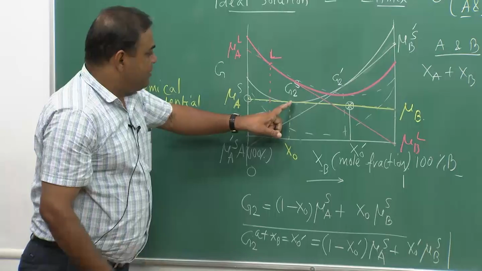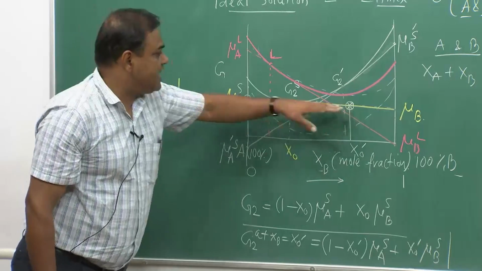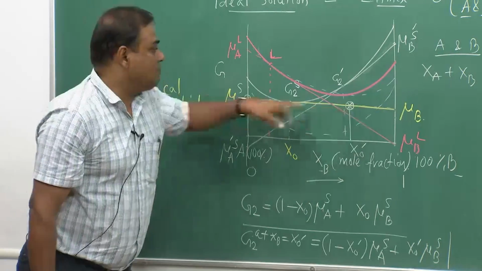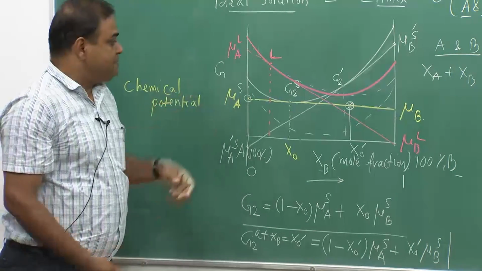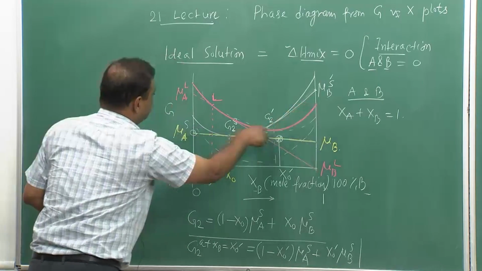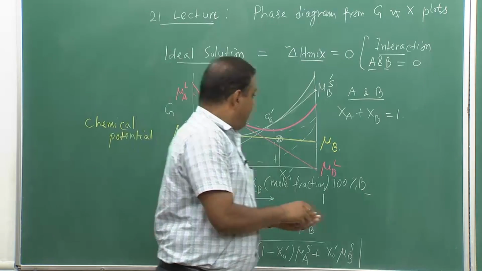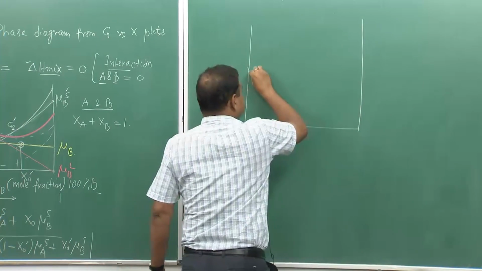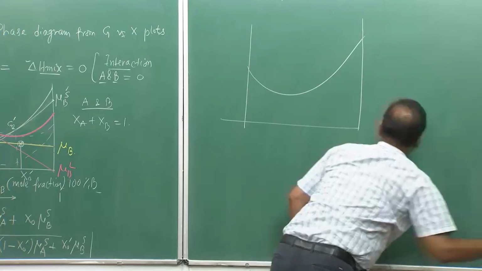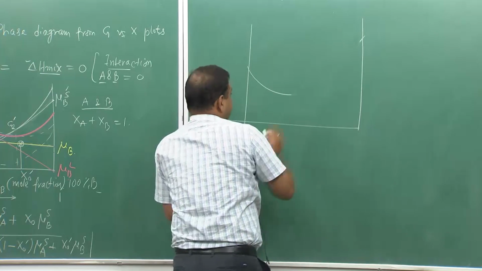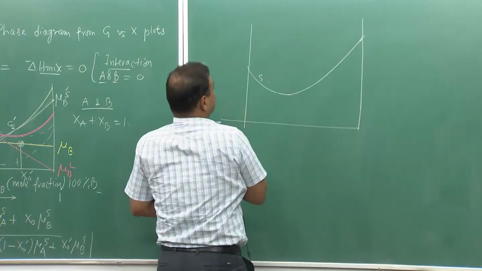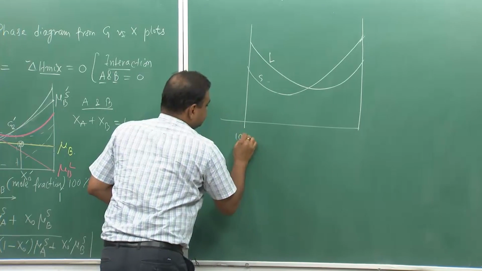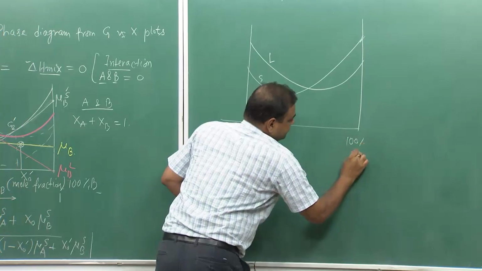And what does it mean? It means that on this line, I can find what would be my G2 at any composition over this line. Now, if I have this information, if I have the liquid and solid, then let us see an interesting situation. This is my liquid, let us say this is my solid, and let us say this is my liquid. Now, this is 100% A, this is 100% B.